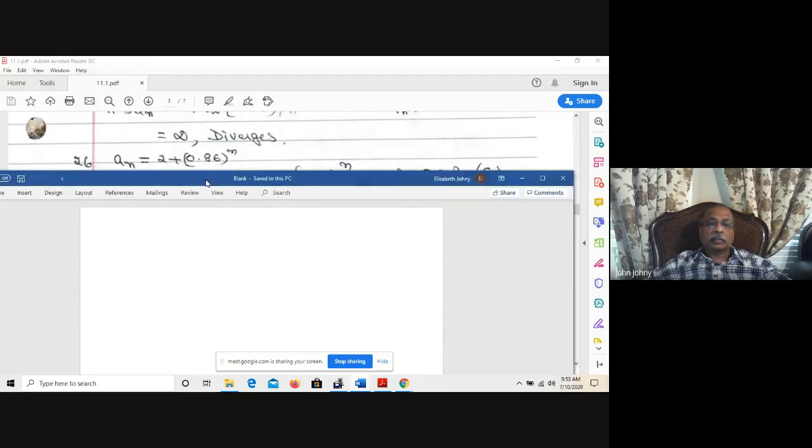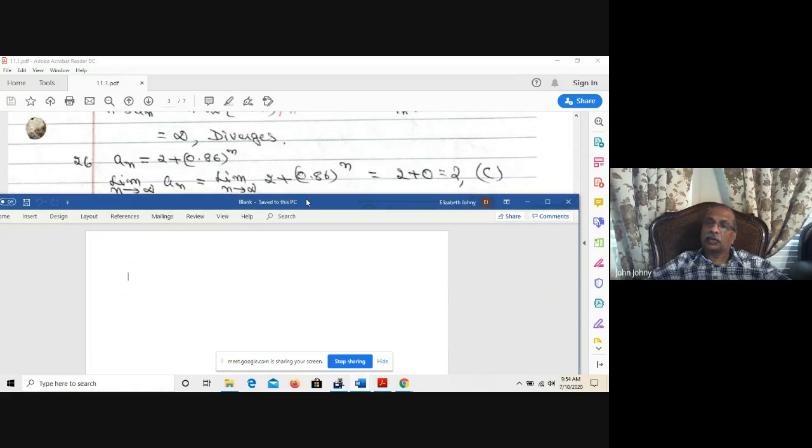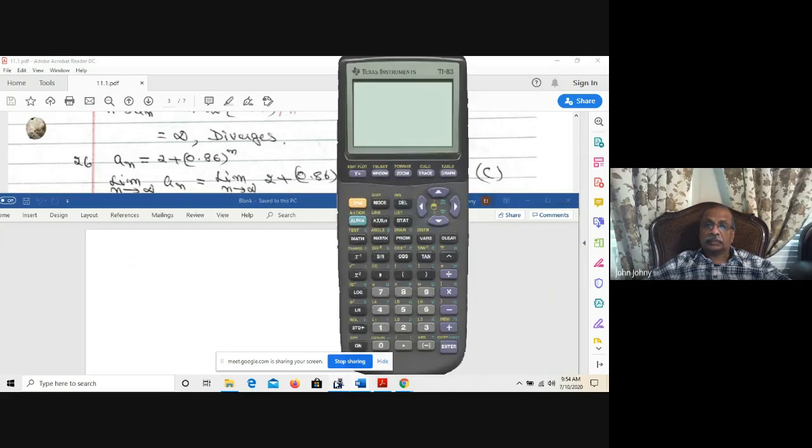Next. An is equal to 2 plus 0.86 to the power of n. So the limit as n approaches infinity of an is the limit of 2 plus 0.86 to the power of n, and this part is 0. If b is between 0 and 1, then b to the power of n approaches 0. You have seen the exponential functions, because for an exponential function, the x-axis is a horizontal asymptote, and in the long run, that is as x approaches infinity, it becomes 0. So you can see this by graphing also.